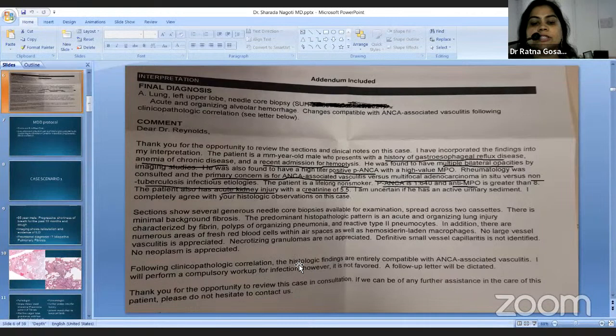Following clinical pathological correlation, the histologic findings are entirely compatible with ANCA-associated vasculitis. So then additional investigations have also been mentioned. Compulsory workup for infection, and that will be released as an addendum. This is the sample report of Mayo Clinic, how they sign out their cases.